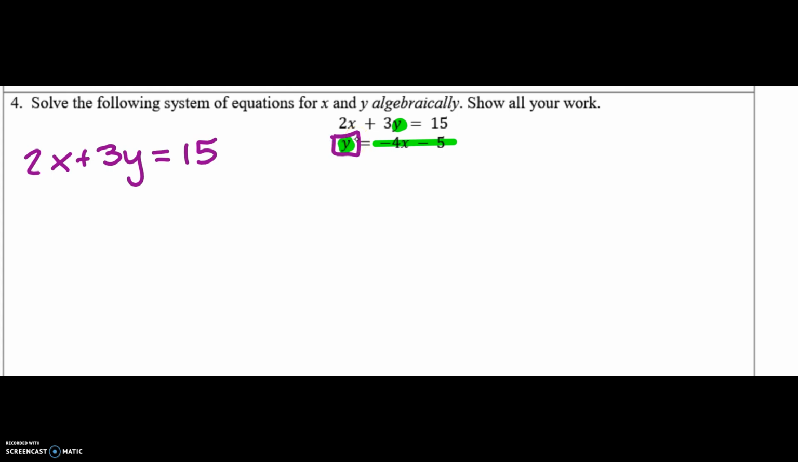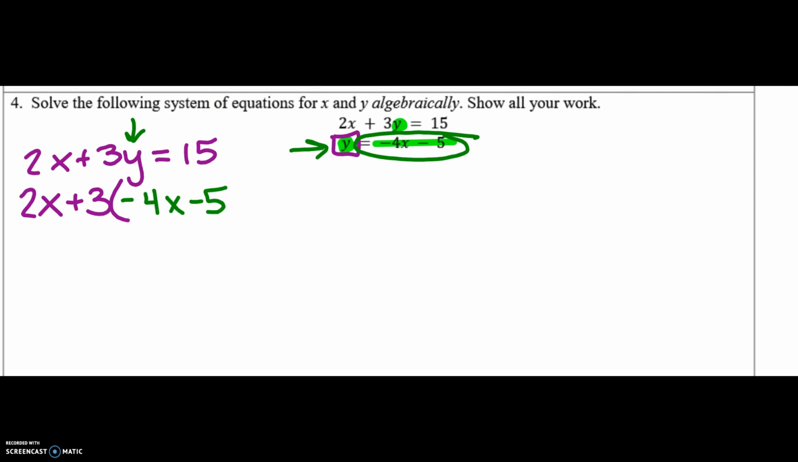So by using substitution, every time I see a y in my original top equation, I'm going to substitute in negative 4x minus 5. So 2x plus 3, I see my y, so I want to substitute in my value for y, which is negative 4x minus 5. And I'm going to continue writing the original rest of that algebraic equation. So from here, now I have my equation in terms of one variable so that I could solve.